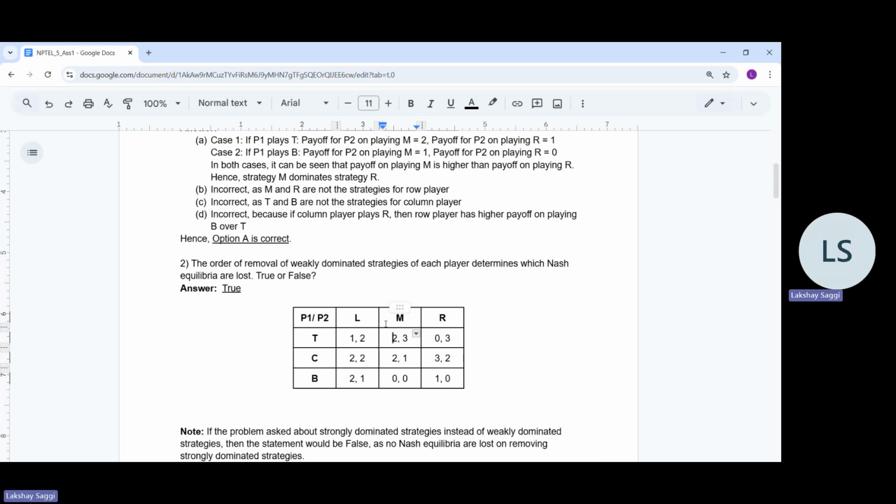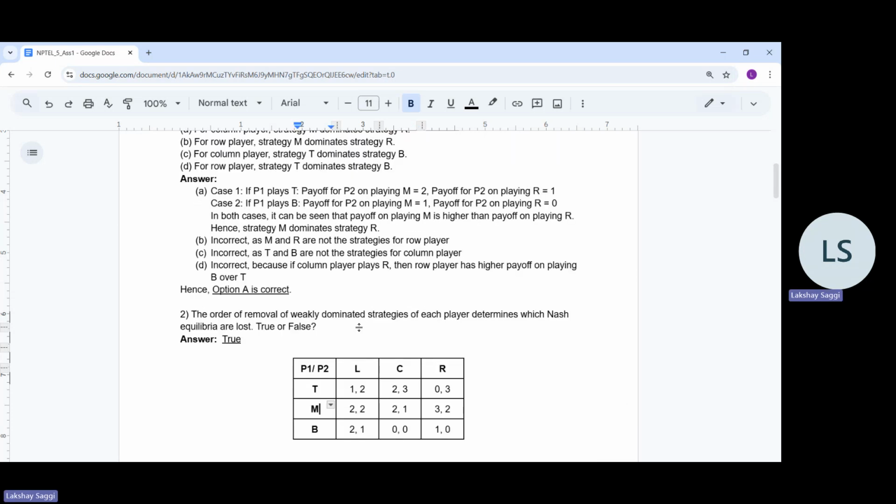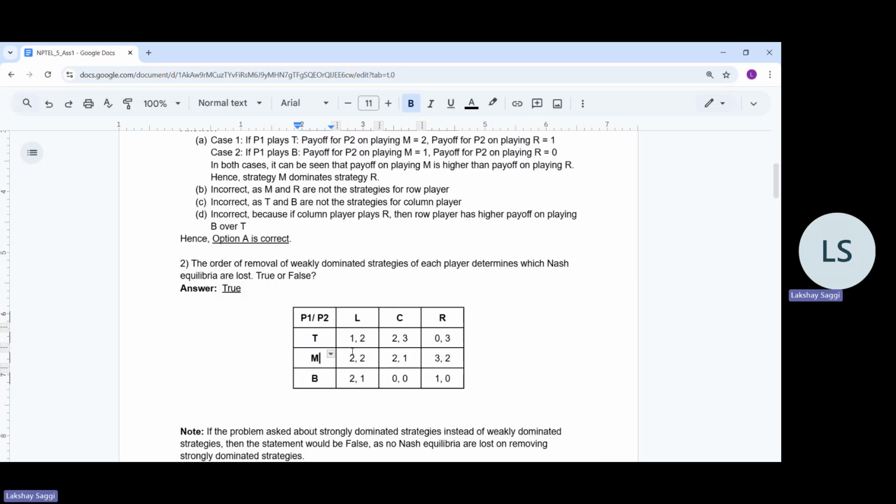Okay, maybe I should just write this as LCR and this as DMP, just for making it in sync with the lecture's example. So here what you can actually see is that there can be multiple weakly dominated strategies. Let's just look at the row player's strategy T and strategy M.